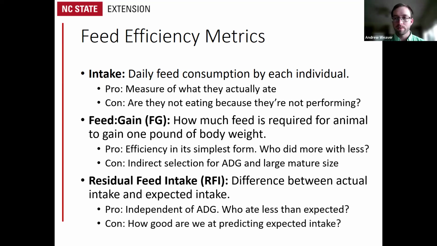But the challenge becomes how good are we at predicting intake? And if we don't do a very good job predicting what that expected intake is, then how can we determine that difference between actual and expected intake? So we need to do a good job predicting expected intake. That's really critical to accurate RFI values.